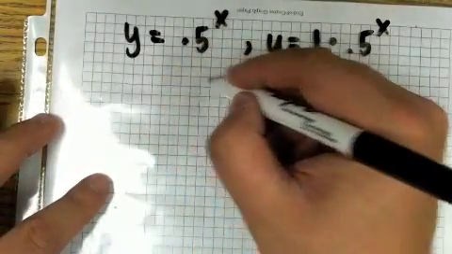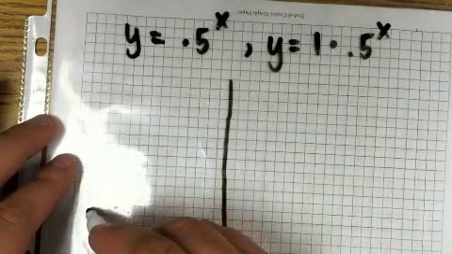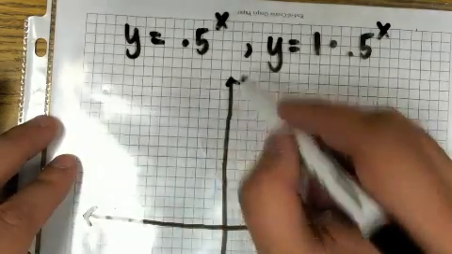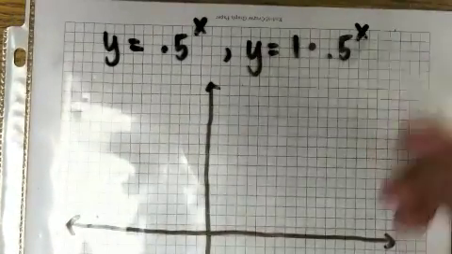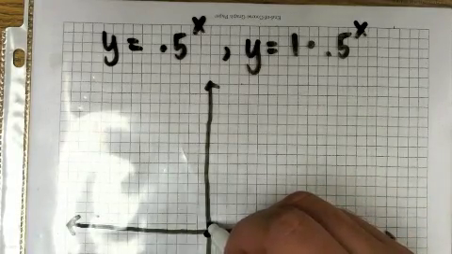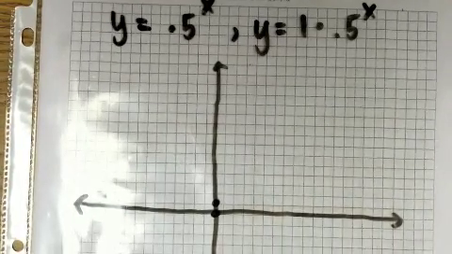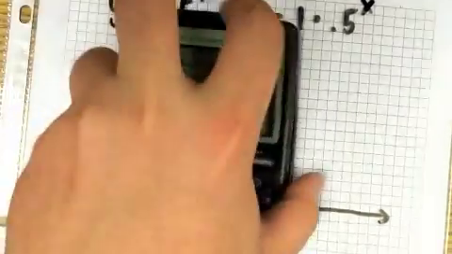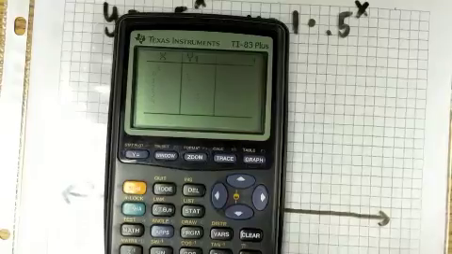Okay, so let me go ahead and set up my graph. Okay, so I can plot the y-intercept of 1. That's easy. So that's going to be right here. All right, and now I'm going to go ahead and type this into the calculator and snag some points from this. So I have 0.5 raised to the x, second table.